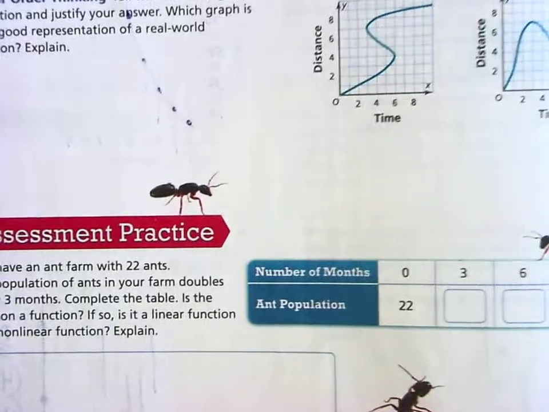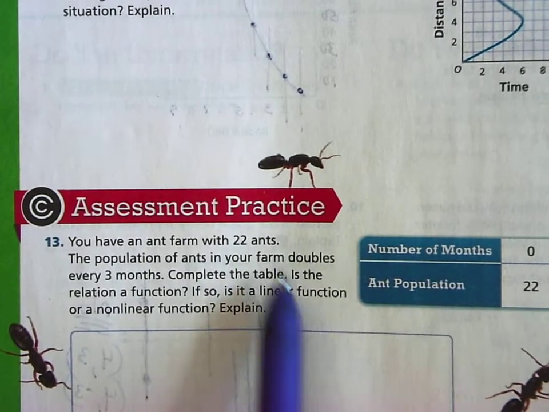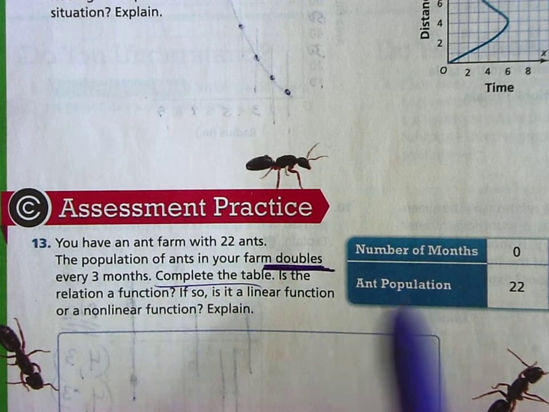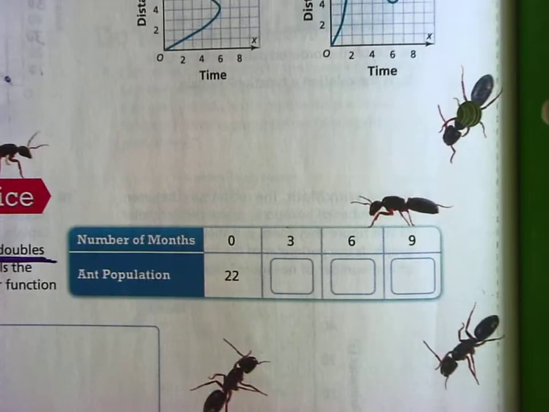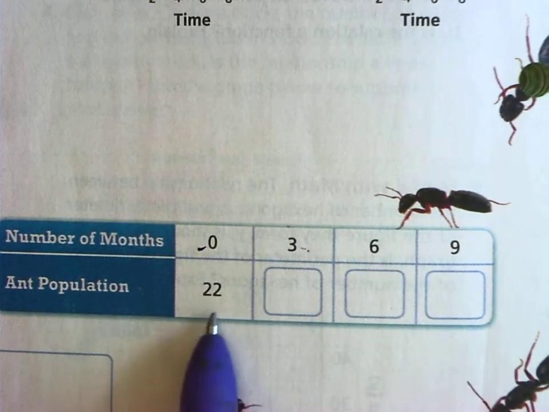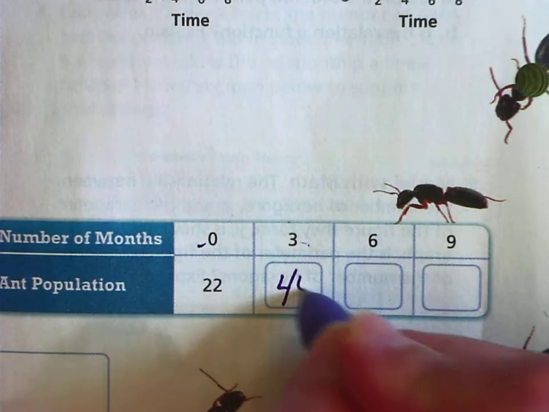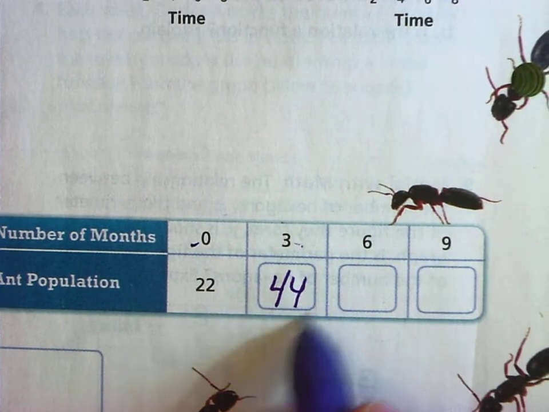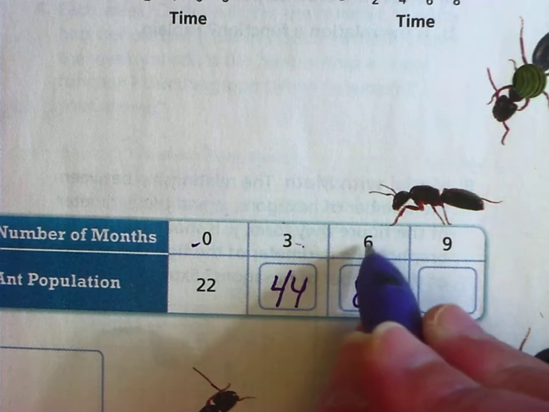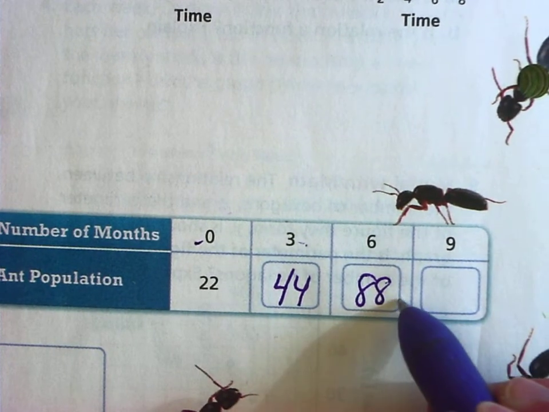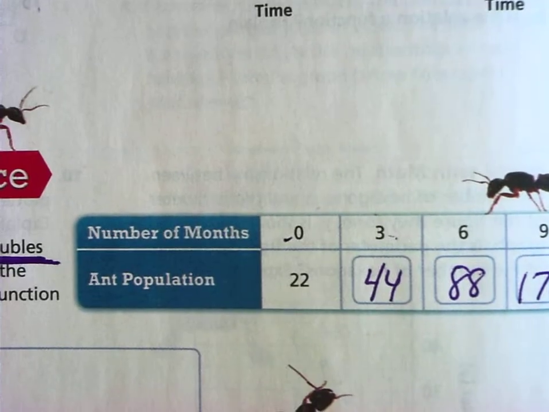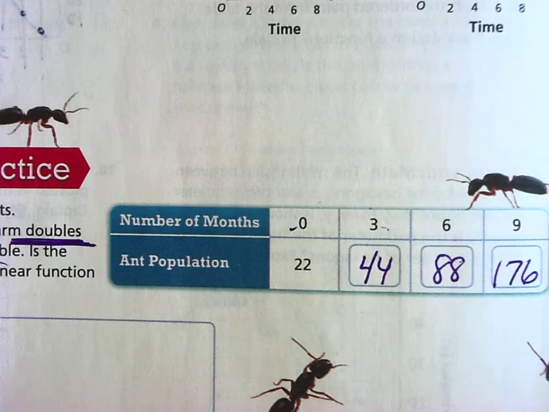Okay, so let's look at one more. We have this ant farm down here, and it says it starts off with 22 ants, and it doubles every 3 months. Complete the table. So, folks, we're going to double these numbers. We're going to double this every 3 months. So we have the next 3 months, let's double that. 22 plus 22 is 44. Okay, and then the next 3 months, let's double that number. So 44 plus 44 is 88. And then the next 3 months, let's double that number. 88 plus 88 is 176. See how that works?